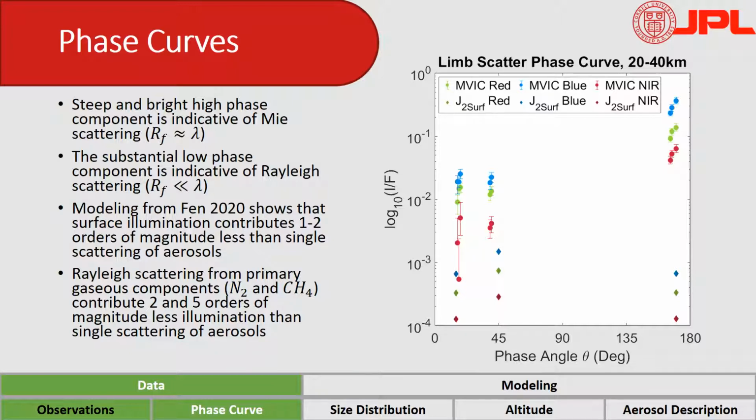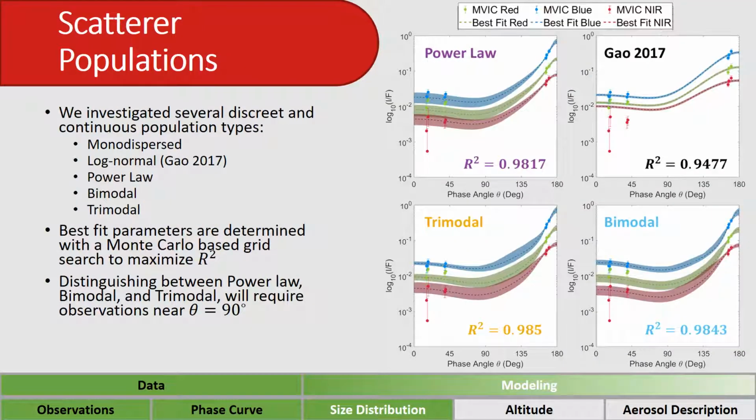The problem is Mie scattering occurs with particle sizes about the same size as the wavelength of light, whereas Rayleigh scattering occurs when the particle size is much less than the wavelength of light. So in order to have both of these aspects in our phase curves, we need to have a distribution of particle sizes. So we modeled scattering phase curves caused by a distribution of particle sizes and compared them to our observed phase curves. We modeled monodispersed, power law, bimodal, and trimodal distributions.